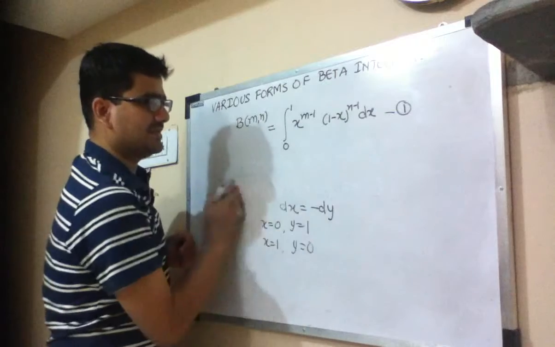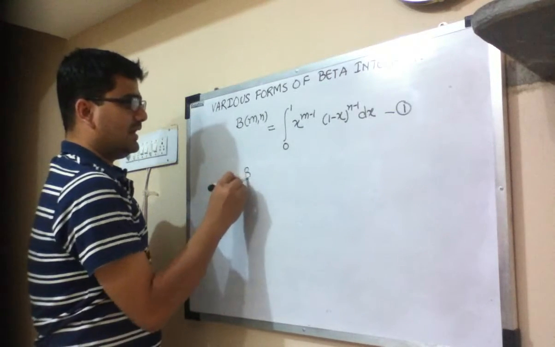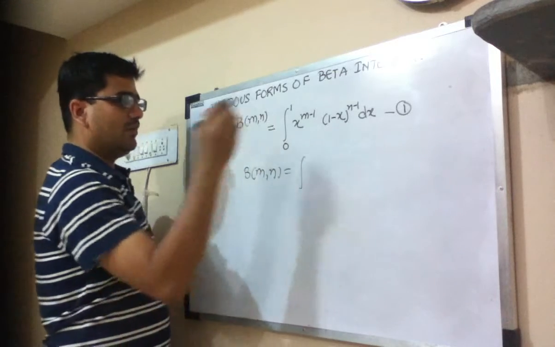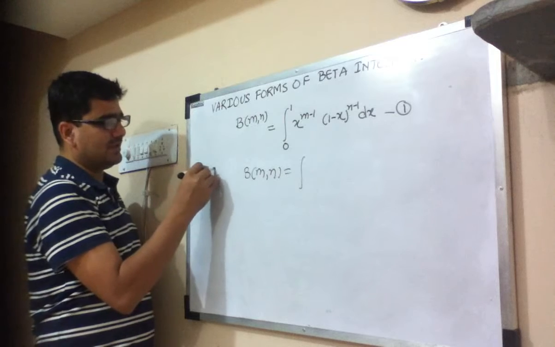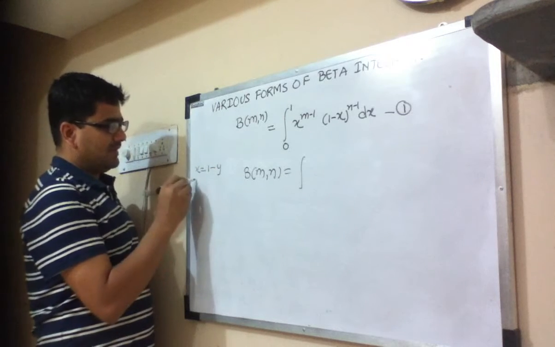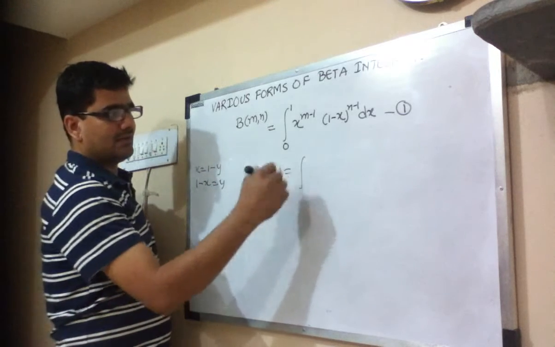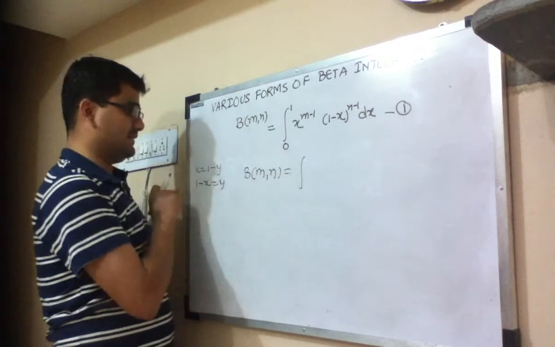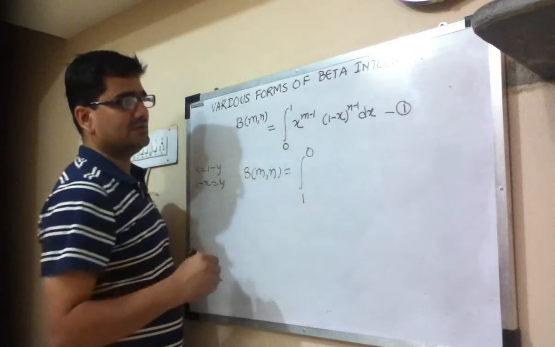Let us write it here. Beta(m, n) is equal to, replace in 1. What is the replacement? The replacement was x is equal to 1 minus y. This means 1 minus x is equal to y. What are the limits? They are reversed, because when x is equal to 0, y is equal to 1, and when x is equal to 1, y is equal to 0.